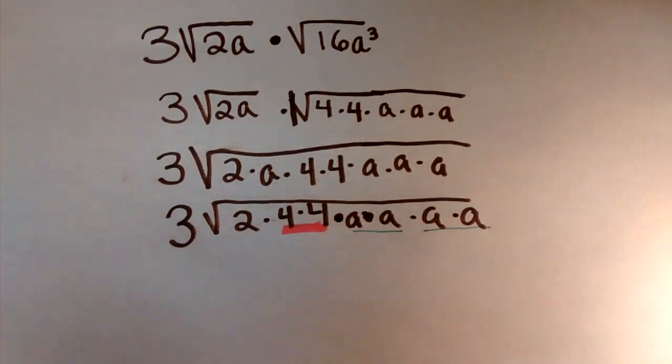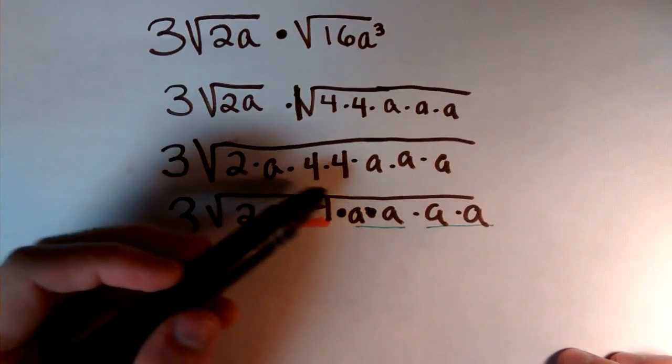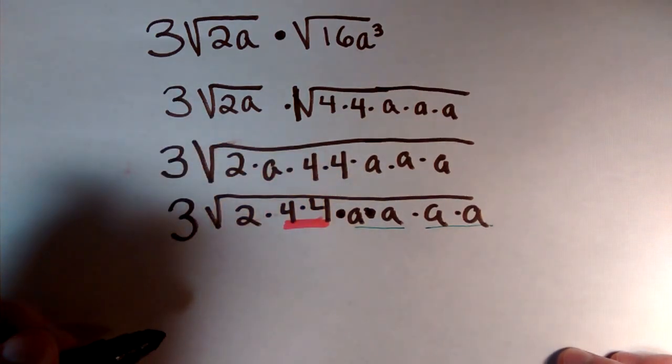So what we can do now is, this is something that I call socks in the dryer. Now I didn't come up with this. Good friend, teacher, Miss Goranson, she came up with this. So basically, you put a pair of socks in the dryer. There's 2 socks in the dryer. When you take it out, it's 1 pair of socks. So we've got a pair of 4's under the radical, and they come out as 1 pair of 4's.